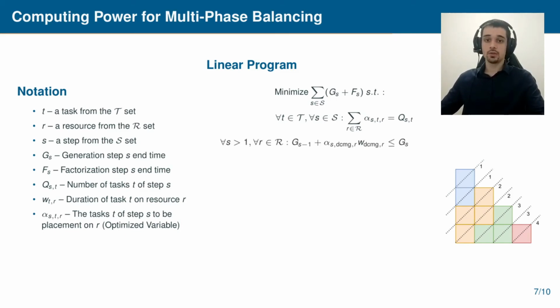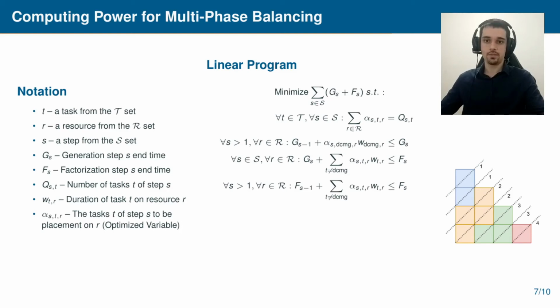And we are also trying to control the execution flow here. So we want to say that one generation step can only happen after the previous one ended. And we know that the factorization for a step can only happen after the data was generated. And we should control the flow of the factorization steps. And we have to guarantee that two tasks don't execute at the same time.